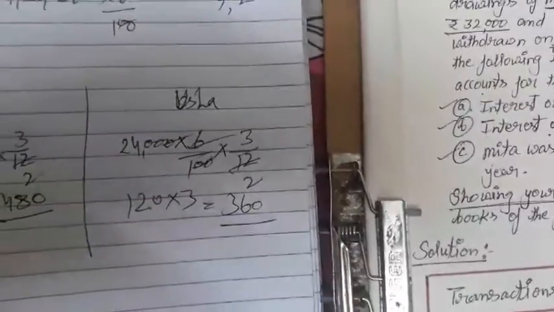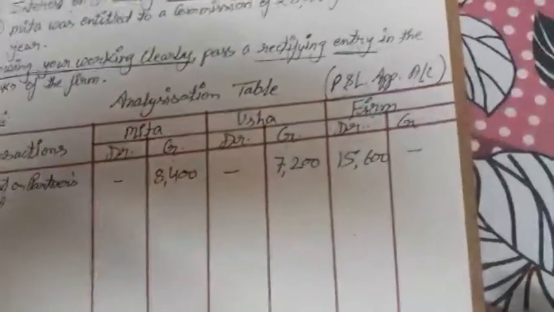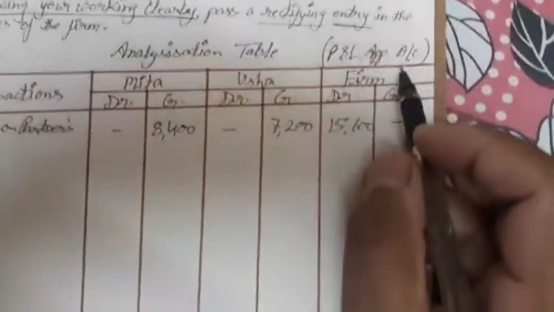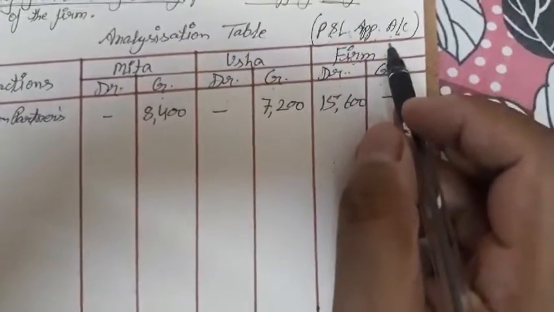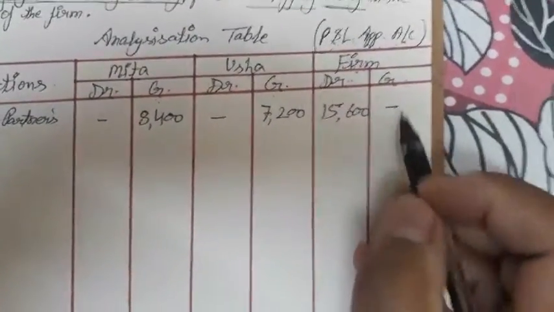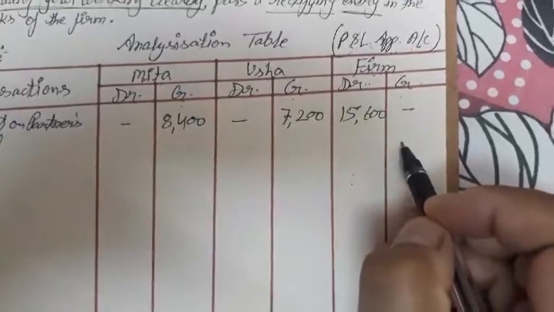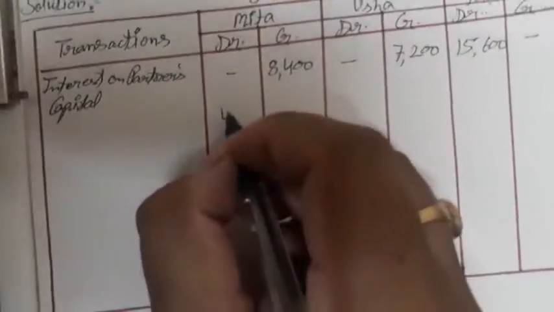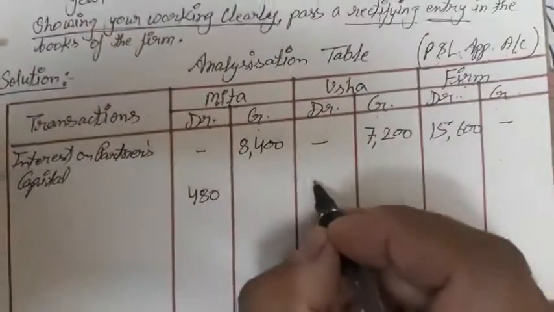That gives 360 rupees. Now in the profit and loss appropriations account, IOD will be credited on the firm's side. If the firm is credited, then the partners will be debited. So the partners will be debited: 480 rupees for Meta, which we have calculated, and 360 for Usha.